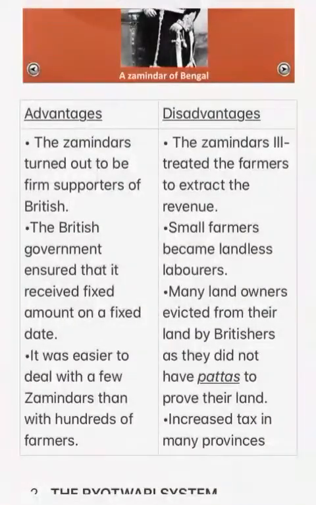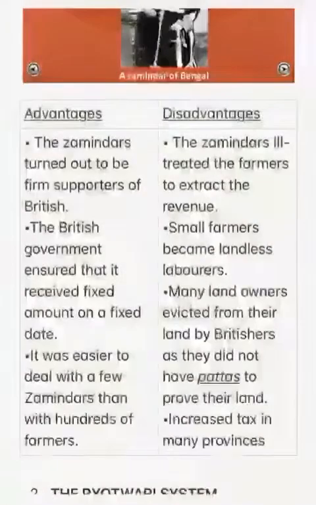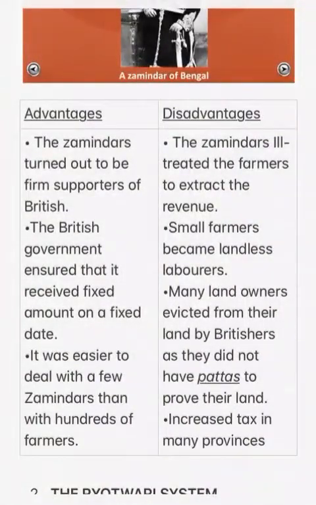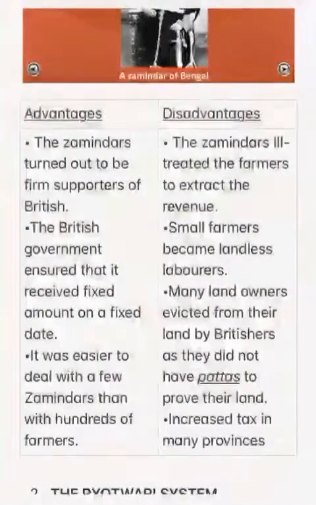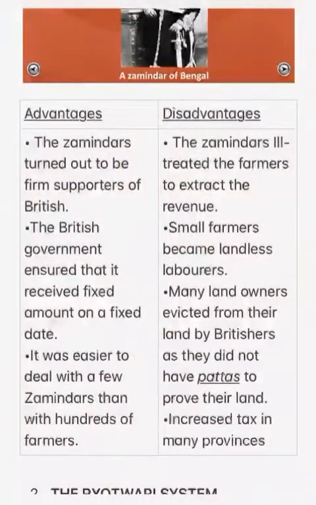So what happened was, slowly the Zamindars brought more areas under cultivation and they wanted to make more money, and for that they started ill-treating farmers because they needed more work and more labor to earn more money. Small farmers became landless laborers. Many landowners were evicted from their land by the British as they did not have pattas to prove their land. Here the term pattas means a written record given for the lands, okay. So they didn't have this, that's why many landowners were evicted from their own land.